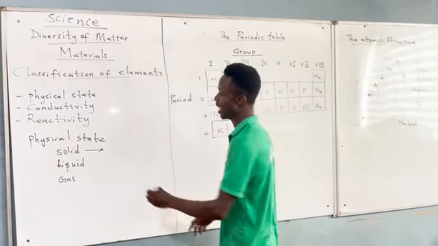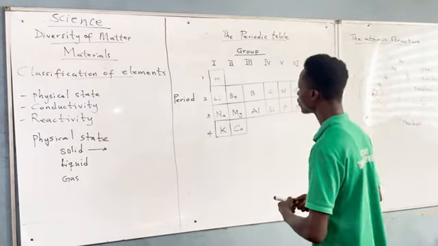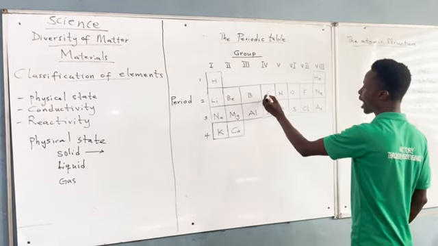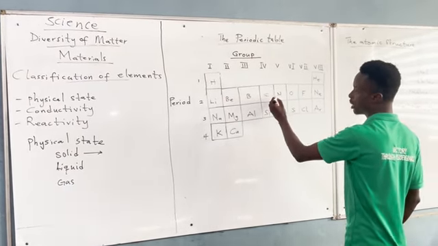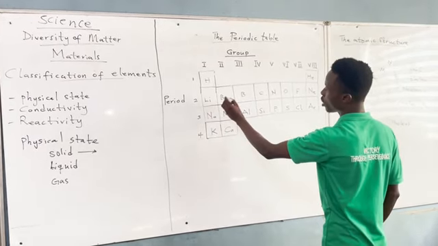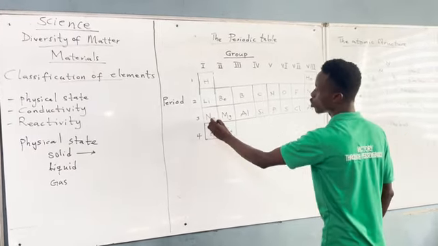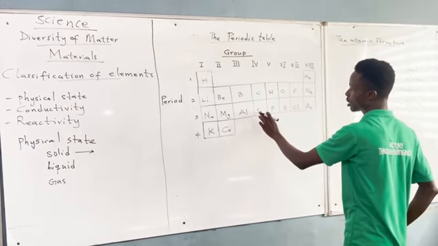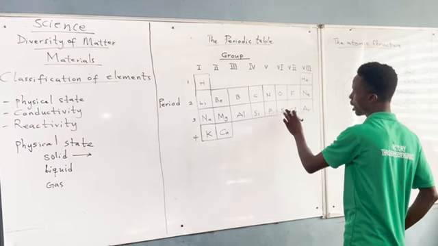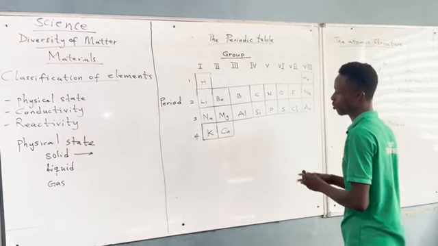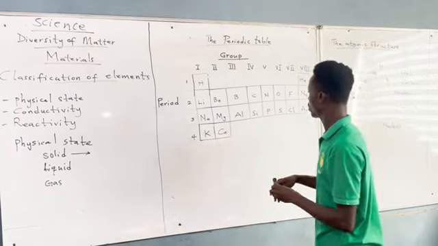So solid elements, we have lithium, beryllium, boron, carbon, nitrogen. Sorry, nitrogen is not solid. So we have lithium, beryllium, boron, carbon, sodium, magnesium, aluminium, silicon, phosphorus, and sulfur, and also potassium and calcium. So these are the solid elements.